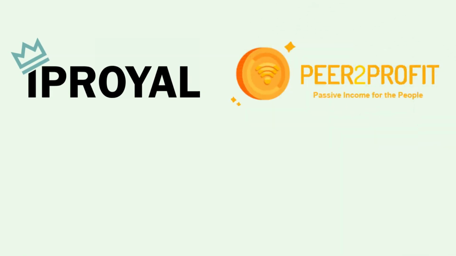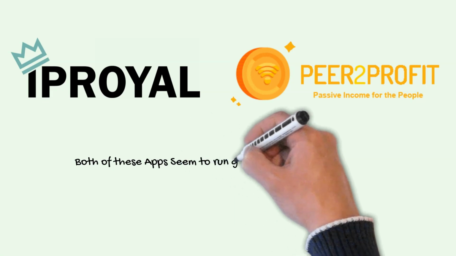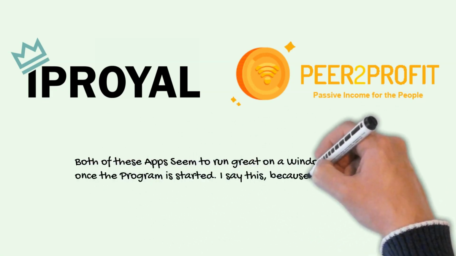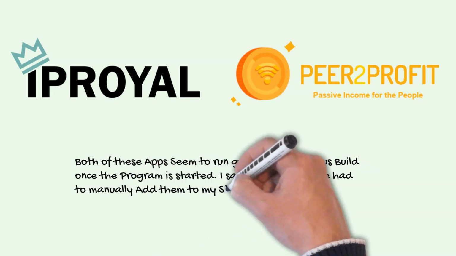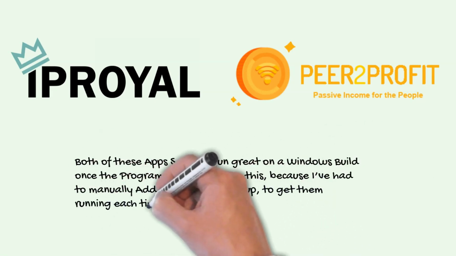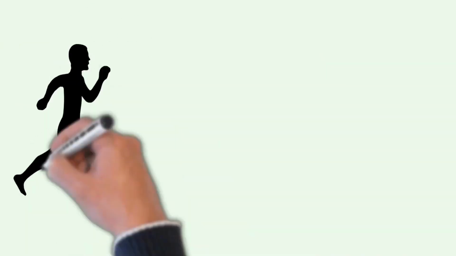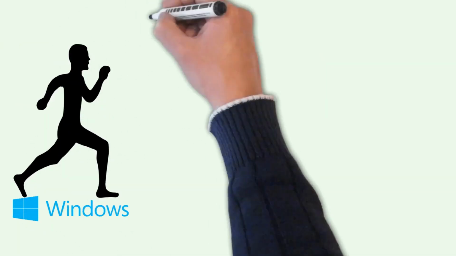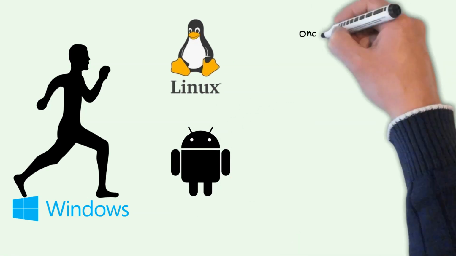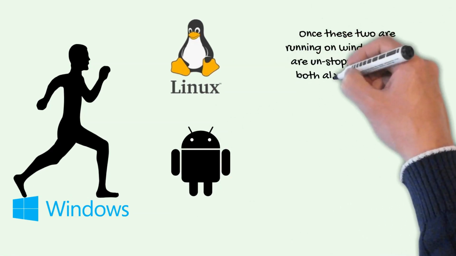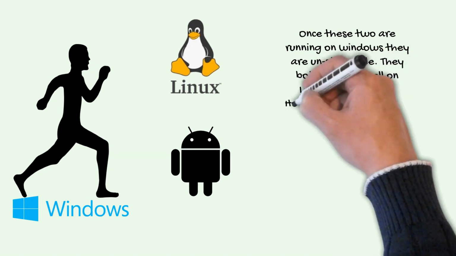Peer2Profit is a great earning app that runs like a dream and needs almost no babysitting. Both of these apps seem to run great on a Windows build once the program is started. I say this because I've had to manually add them to my startup to get them running each time Windows boots. Once these two are running on Windows, they are unstoppable. They both also run well on Linux and Android.